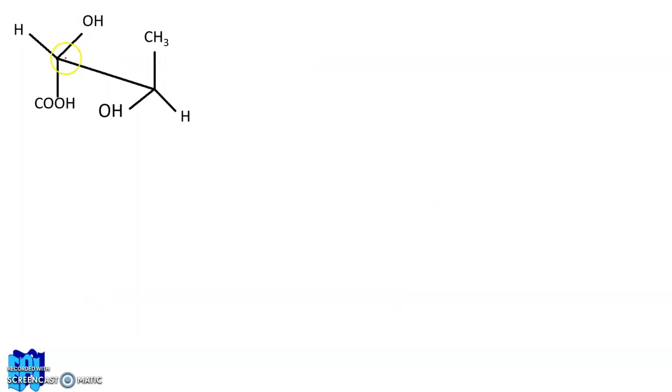You can see that this is the back carbon and this is the front carbon. So we have to convert it into the Fischer representation. How can you convert Sawhorse to Fischer? There is a condition for the conversion.